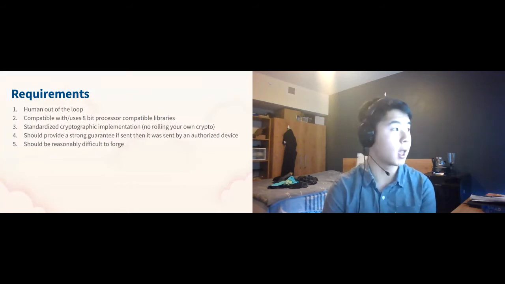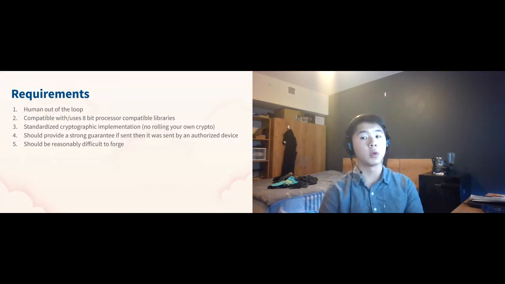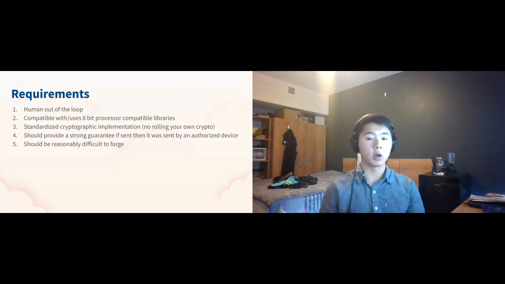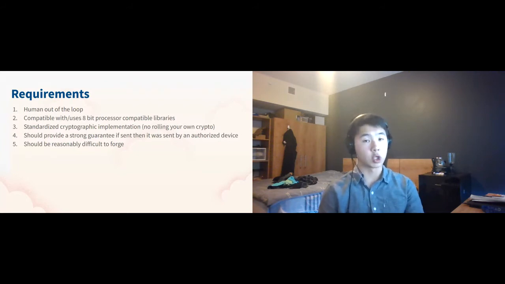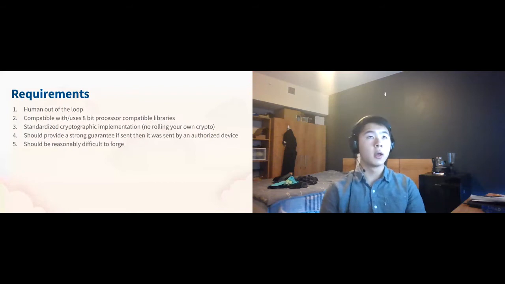Number 2: must be compatible with and use 8-bit processor compatible libraries. This was way back in the day, when the main chips on an Arduino were AVR 8-bit based ATmega chips. These days, your Arduino WiFi Rev2s are actually using 32-bit ARM chips. With a 32-bit ARM chip, you have a lot more library support. You can do a lot more stuff with it. You have more RAM, which makes life great. But because I only have 8-bit processors, it has to be compatible with 8-bit processor libraries.